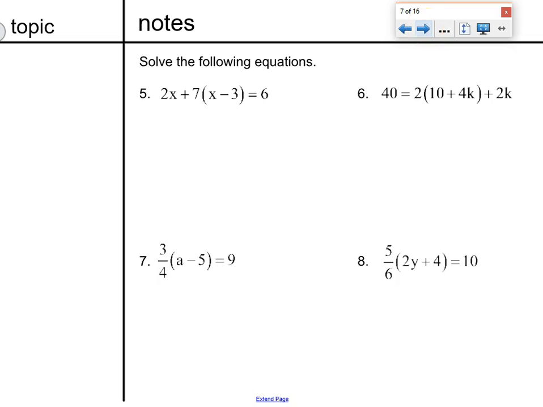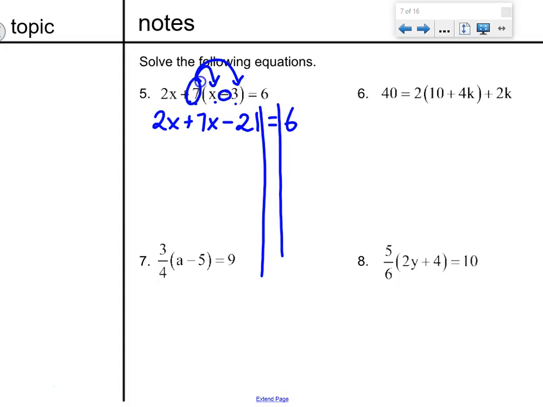Couple more examples for you guys. 2x plus 7 times x minus 3 equals 6. We have to distribute the 7 to the x and the 3. Bring down the 2x. 7 times x is 7x. 7 times 3 is 21. The minus sign in the middle comes down. Equals 6. Draw those railroad tracks.